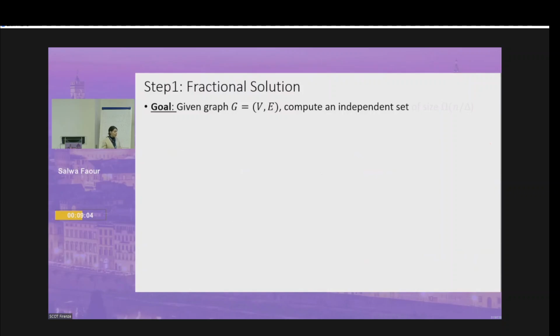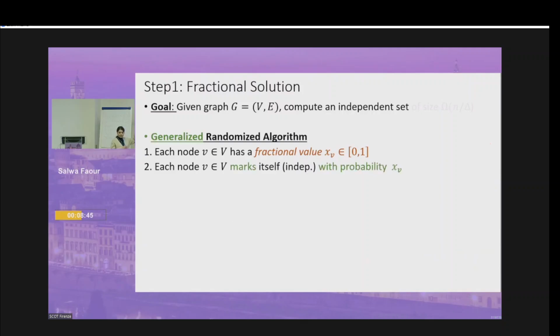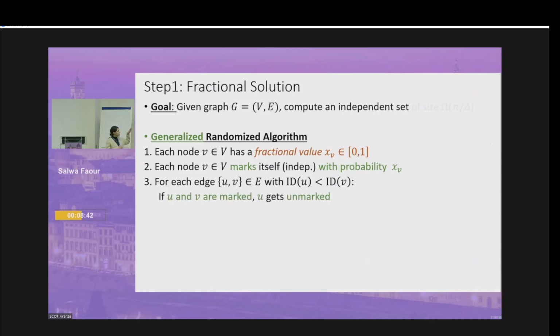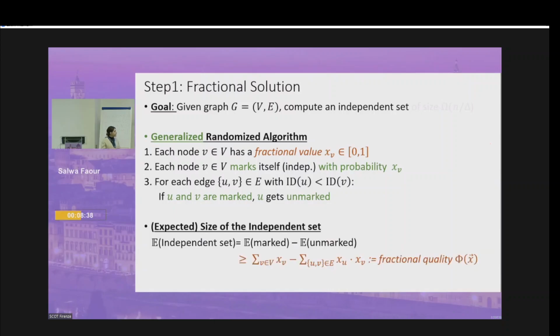I want to define a fractional version of this problem using the randomized algorithm that we talked about. And how am I going to do this? By assigning fractional values for each node between 0 and 1. The idea here is to interpret these fractional values as the probability of the node being marked when I plug it into my randomized algorithm. And then I can run my algorithm and get an independent set at the end. My fractional solution here will be the assignment of fractional values to the nodes.